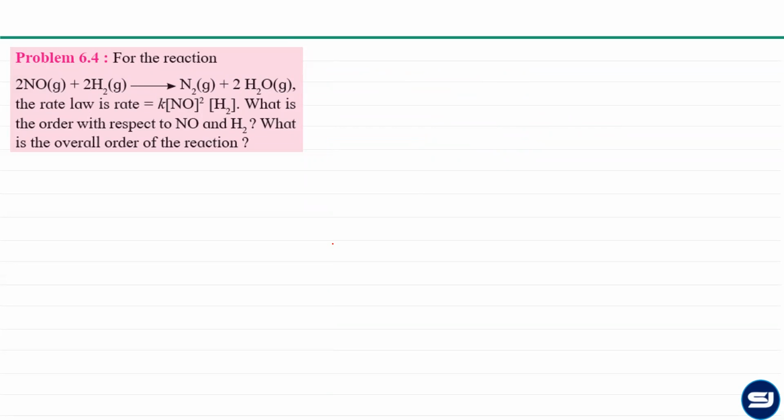Next, for the reaction given, the rate law is K times NO raised to 2 and H2 raised to 1. Once again, क्या information मिला? Order is 3. Perfect. It's a third order reaction. So what is the order with respect to NO and H2? With respect to NO it is raised to 2 and H2 is raised to 1. And overall order is 3. खत्म हो गया. That's it.